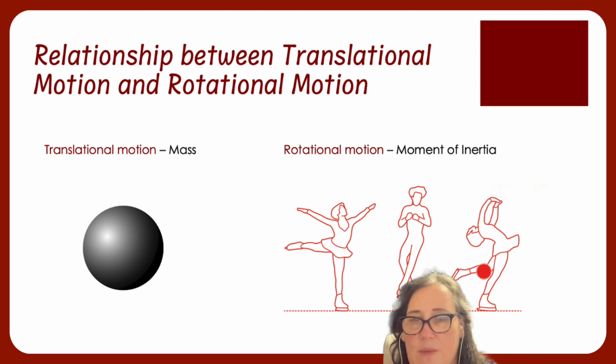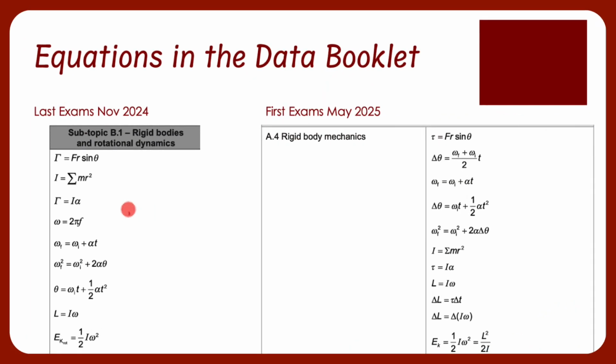Or perhaps this one, where they stretch up straight. So instead of the mass being very far from their axis of rotation, it becomes closer. Shut your eyes and think, what does it end up doing? Yeah, they end up spinning faster. We'll do that in another video later. In the old data booklet, here it is here, moment of inertia. Here it is here for the new syllabus.